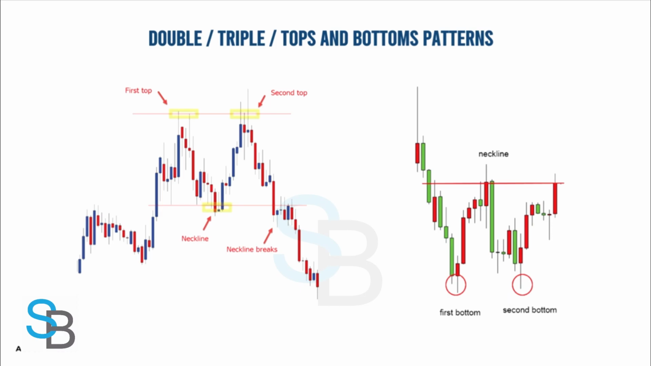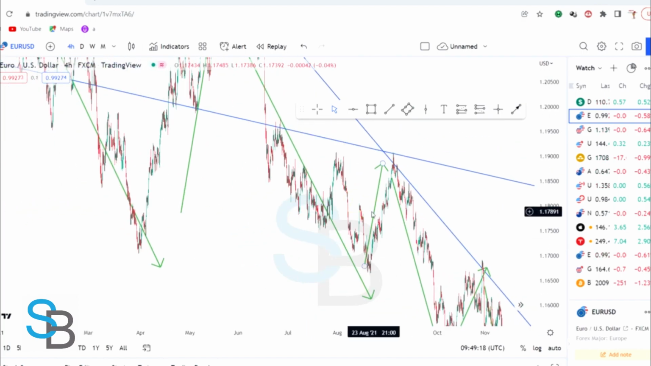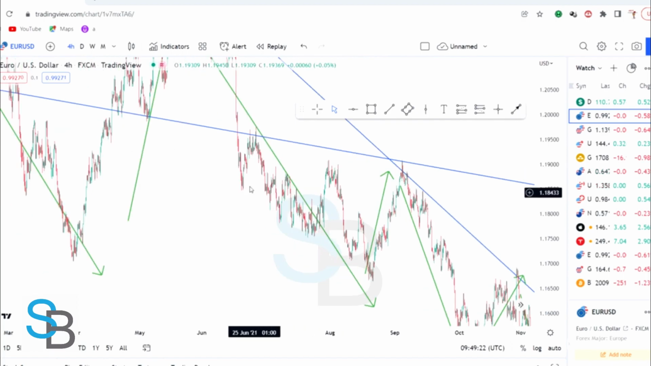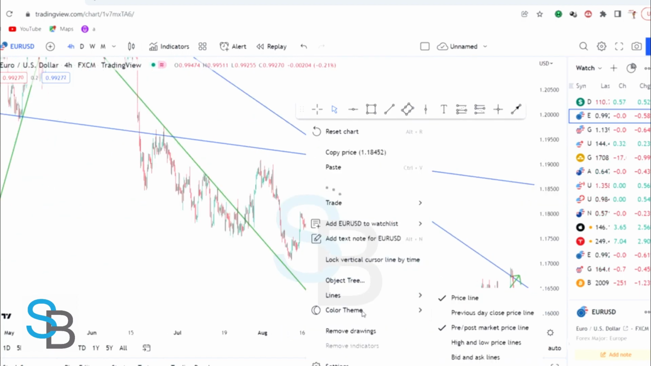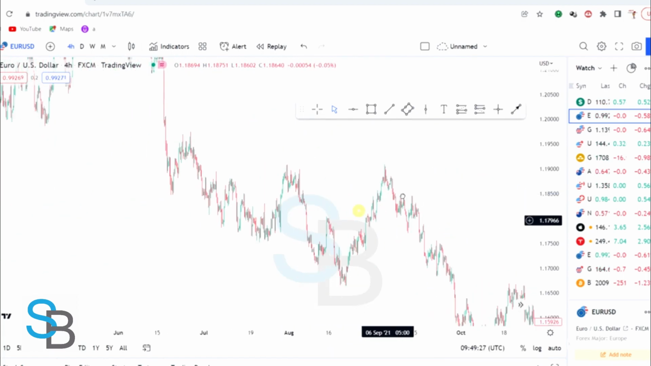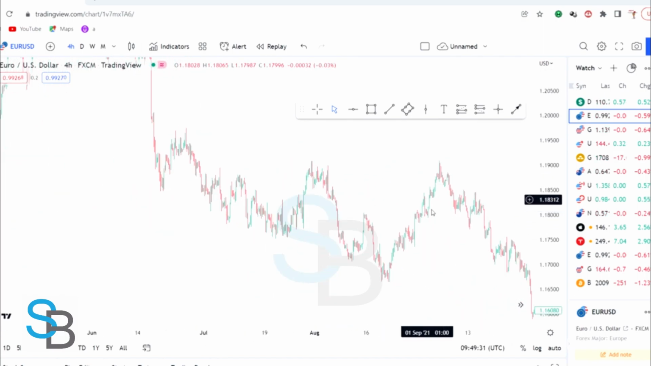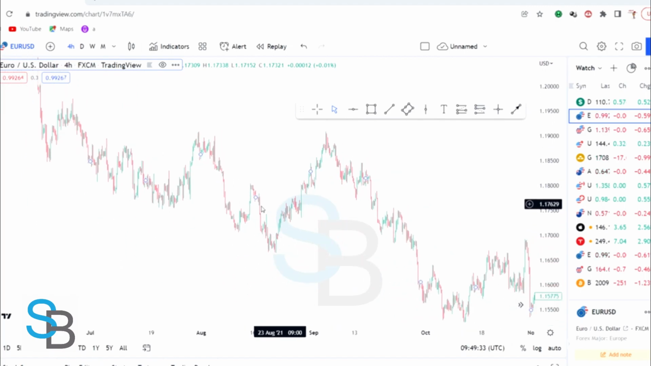Now, we're going to look at live examples on TradingView of how the double top and double bottom will play out. I can see one. Let's delete all the drawings we have so we can see the chart clearly. From here, I can see a double top.